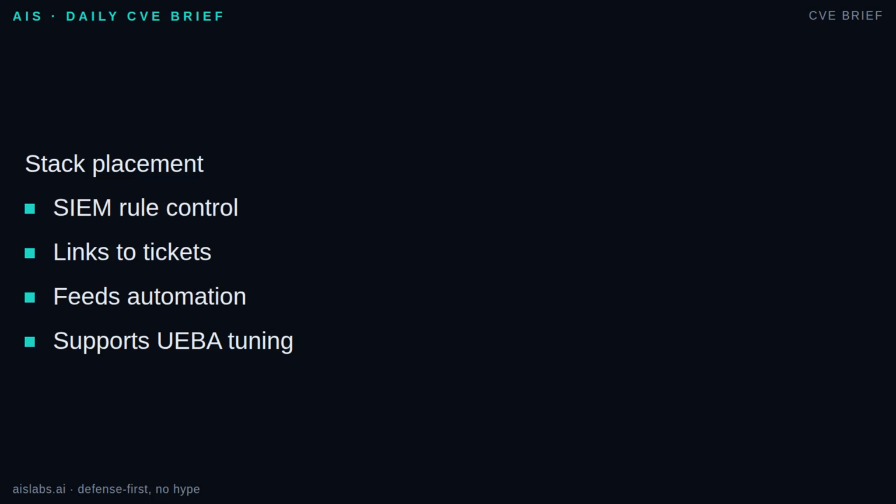UEBA teams benefit too. If a behavior model has thresholds, allow lists, or suppression logic, those settings meet the same traceability. The goal is not to turn every analyst into a software engineer. The goal is to stop treating detection logic like loose notes inside a console. The SIEM remains the alerting engine. Git becomes the system of record for detection intent.